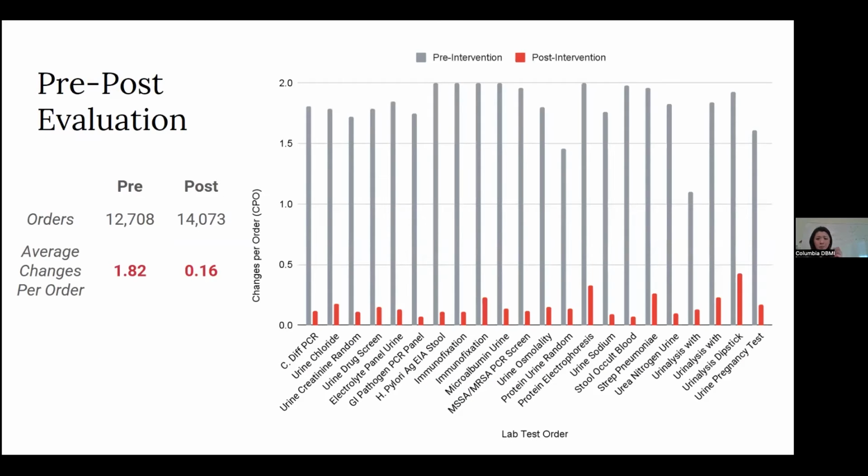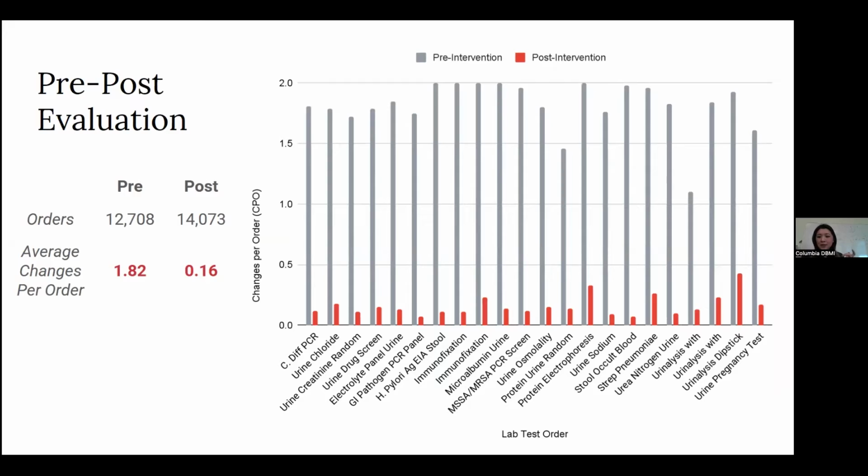And so in this example, we used the measure of changes per order, which is just the total number of changes that were made over the total number of orders that were signed. So that was for 22 lab tests where we defaulted the only required fields to a frequency of once, and these were all urine, stool, or swab tests. So kind of using the same logic and rationale for urine applying to all of these kinds of tests.